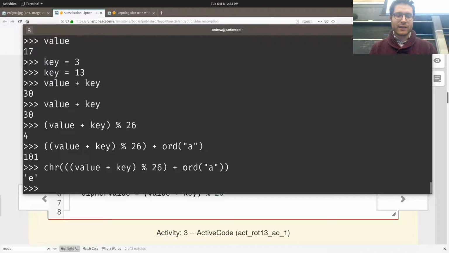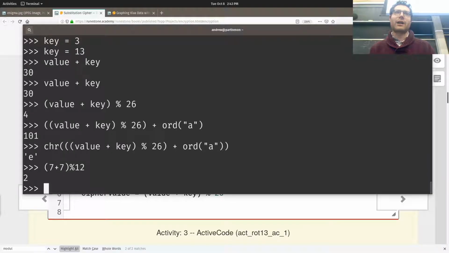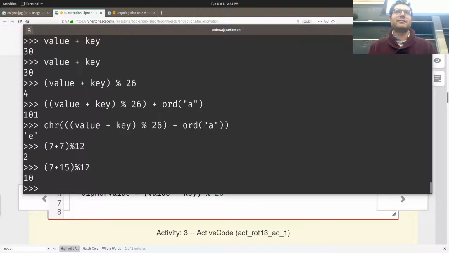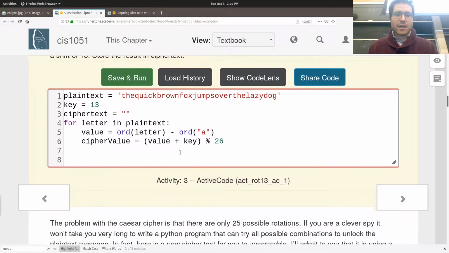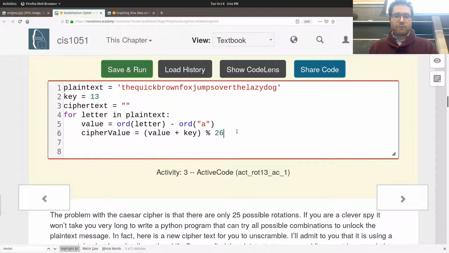The idea is, if it's 7 o'clock now and I want 7 hours after 7 o'clock, mod 12. By the way, the parentheses here are very important because of order of operations. So 7 hours after 7 o'clock is 2 o'clock, right? What's 15 hours after 7 o'clock? It's 10 o'clock, it just simply goes around. So we add value plus key, mod by 26, so that it repeats and starts over again from 0.